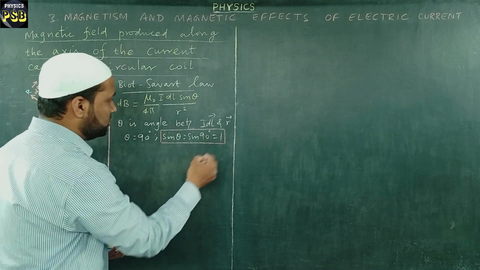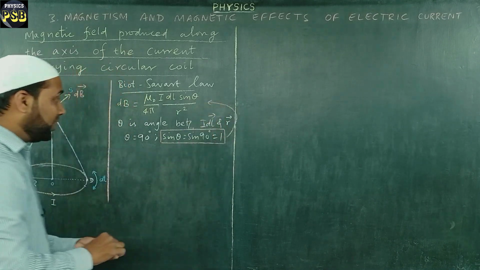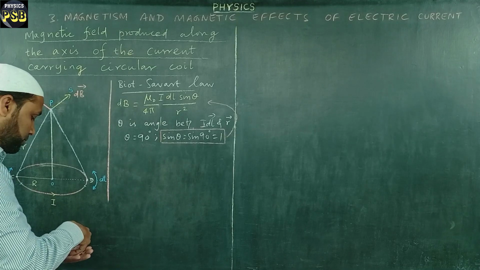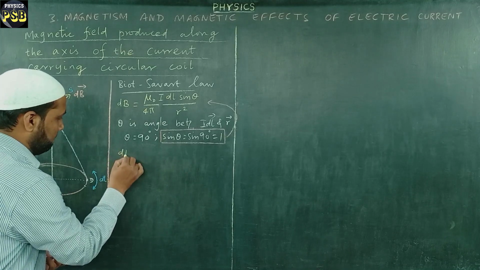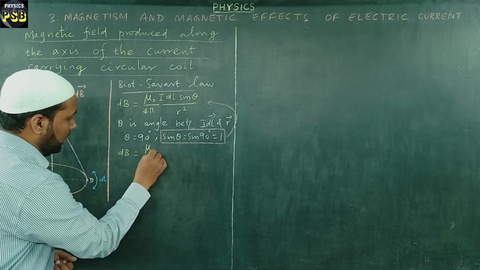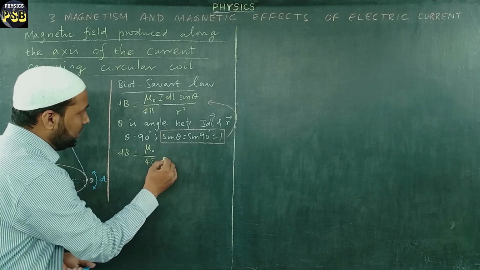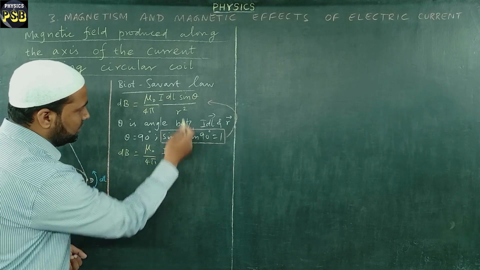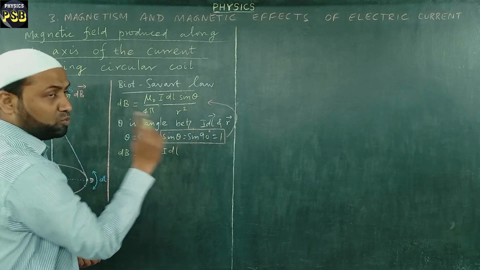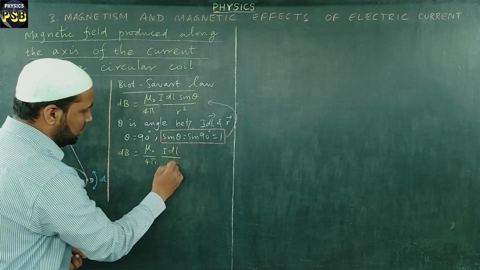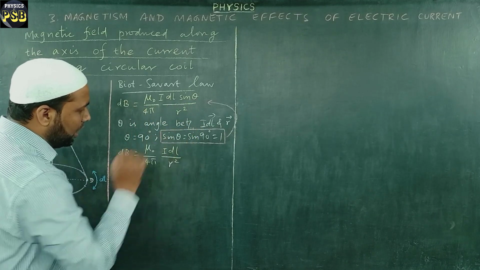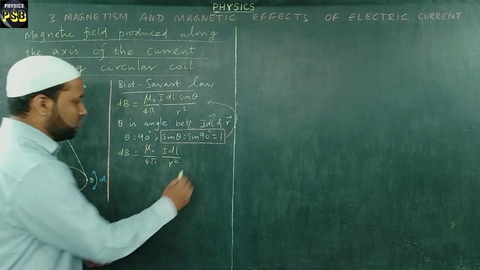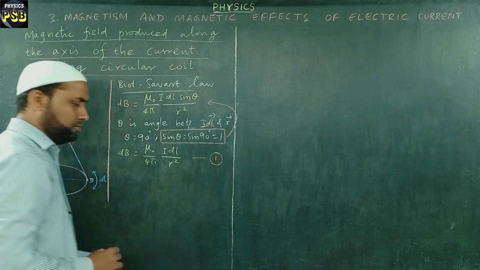So, if I use this one here, what I'll get? I get this. dB becomes equal to mu naught upon 4 pi IDL sin of theta, and sin of theta becomes 1, so I don't mention that. So, IDL upon R square. This is taken as equation number 1.